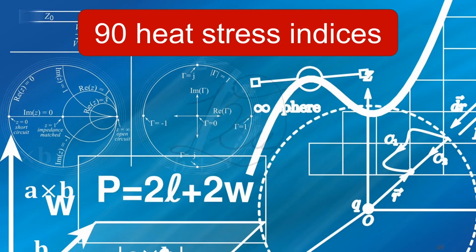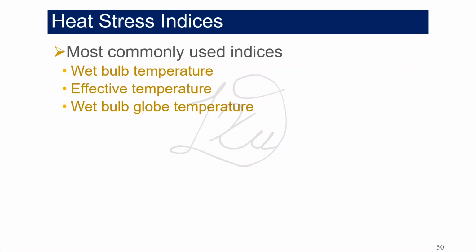Over 90 indices of heat stress were developed. These reflect a large number of variables involved, the complexity of the human thermal regulation system, and the range of climatic conditions under which human beings may be required to work. The three most commonly used indices are wet bulb temperature, effective temperature, and wet bulb globe temperature.